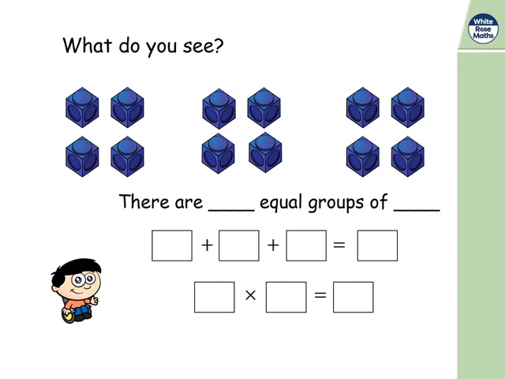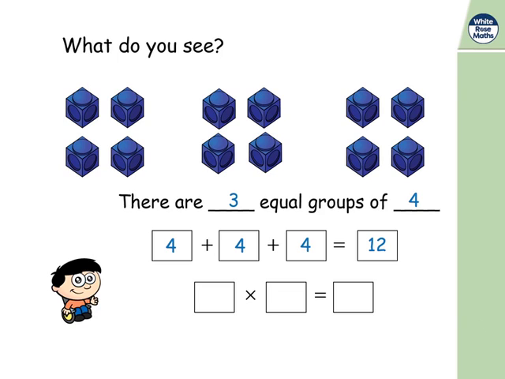What do you see here? Pause the video and have a think. I wonder if you can fill in any of Dexter's missing spaces there. How did you get on? There are 3 equal groups of 4. There's 4 cubes in each group. So our addition calculation would read 4 plus 4 plus 4. And there are 12 cubes altogether.